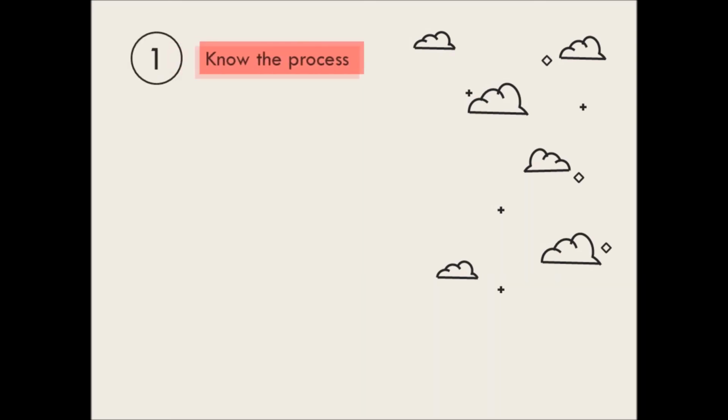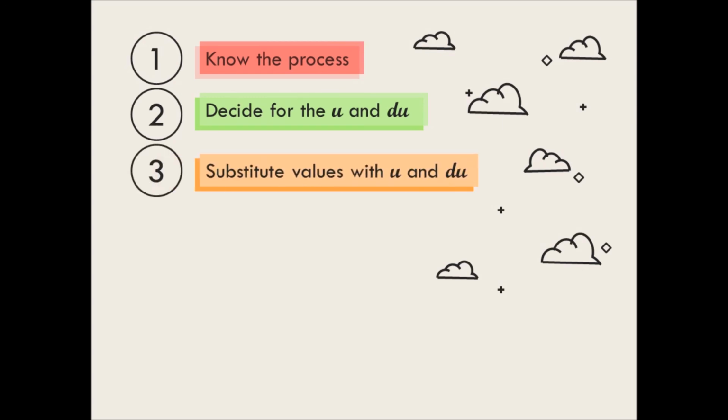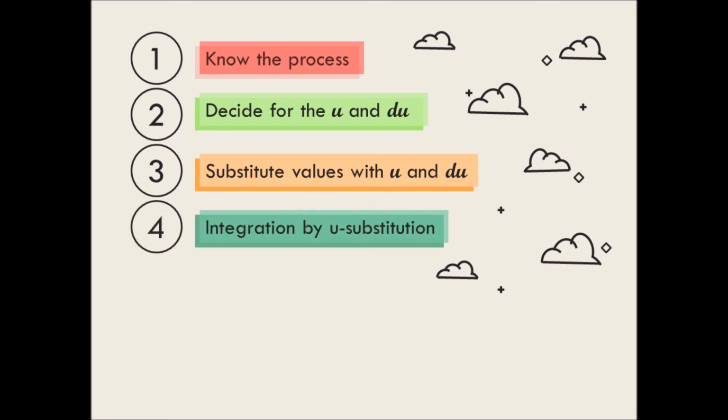These are the steps if you encounter a similar problem to this, such as finding the expression through integration. First, know the process. Second, you must decide for the u, then solve for du. Third, substitute the values with your decided u and du. And fourth, integration by u substitution.